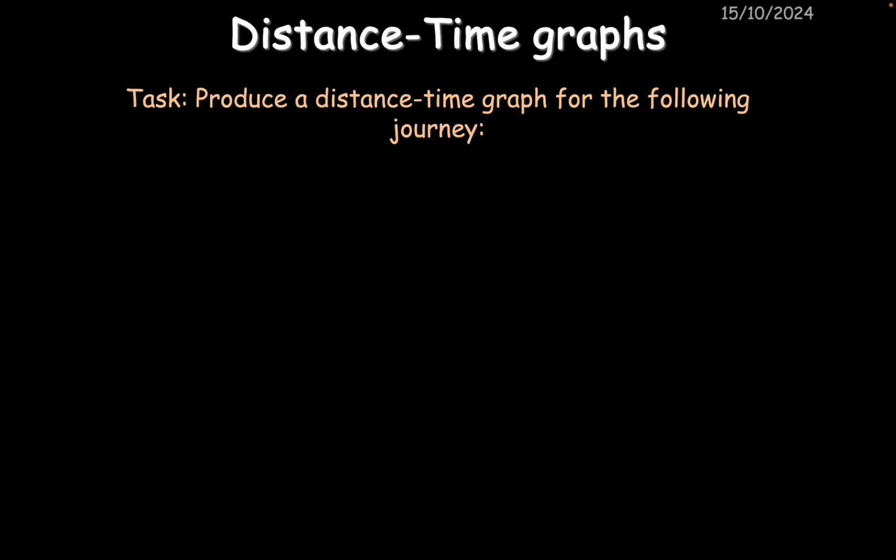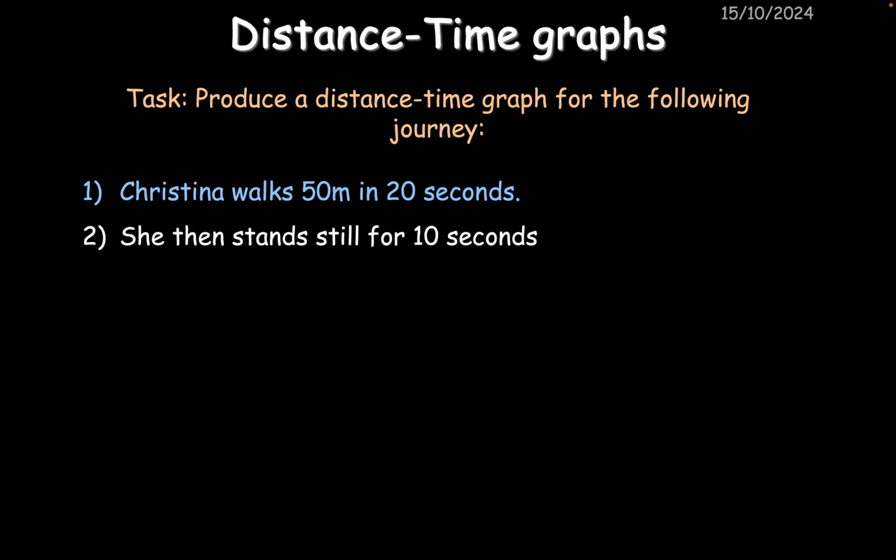So, distance time graphs. Now this task is to produce a distance time graph for the following journey, and I'll let you do this on your own. So you basically have to change these words into sketching a graph like the one we had on the previous slides. Christina walks 50 meters in 20 seconds, so from 0 to 50 in 20 seconds. Then at 20 seconds, she stands still for 10 seconds, so that would be a horizontal line.